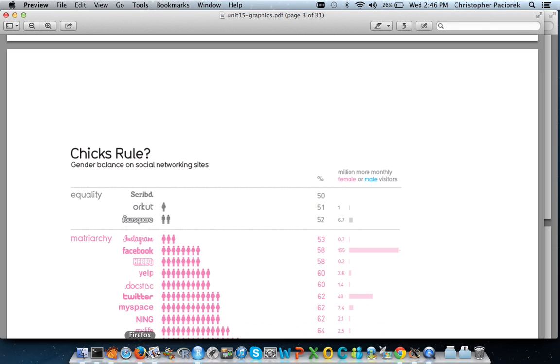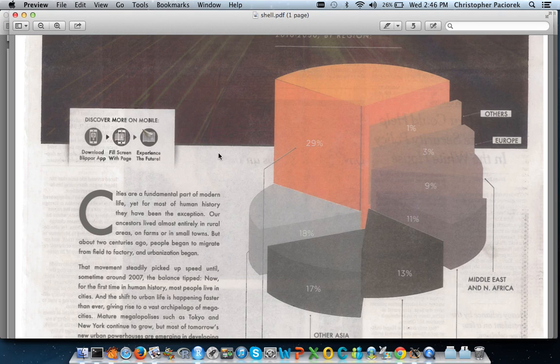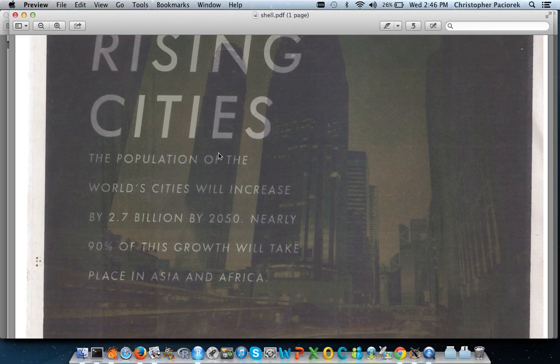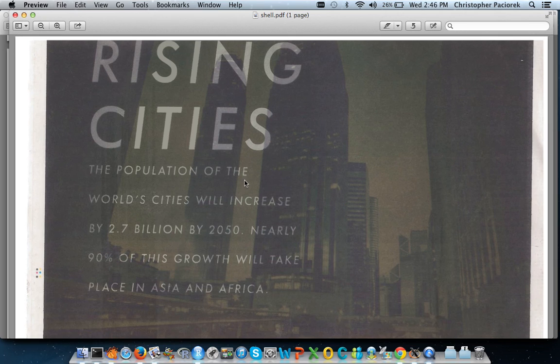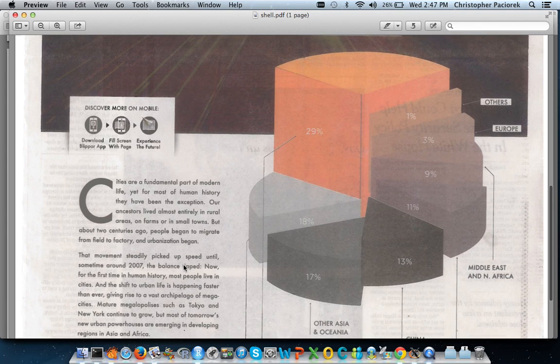The first one is a basic one that I just saw in the paper the other day, I think from the New York Times. It's an advertisement by the Shell Oil Company making a point about the growth in urban populations across the world. It says the population of the world's cities will increase by 2.7 billion by 2050. Nearly 90% of this growth will take place in Asia and Africa. Then it presents a graphic to try to illustrate this.